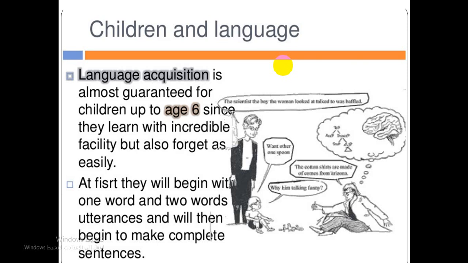So here, if I ask you what is language, and what is speech, or what is the difference between language and speech? Here, language is a code that we learn to use in order to communicate ideas and express our wants and needs. So, reading, writing, speaking are some forms of language.